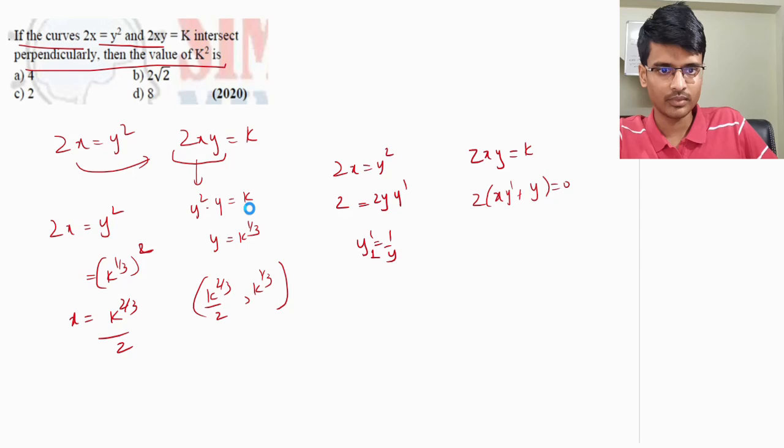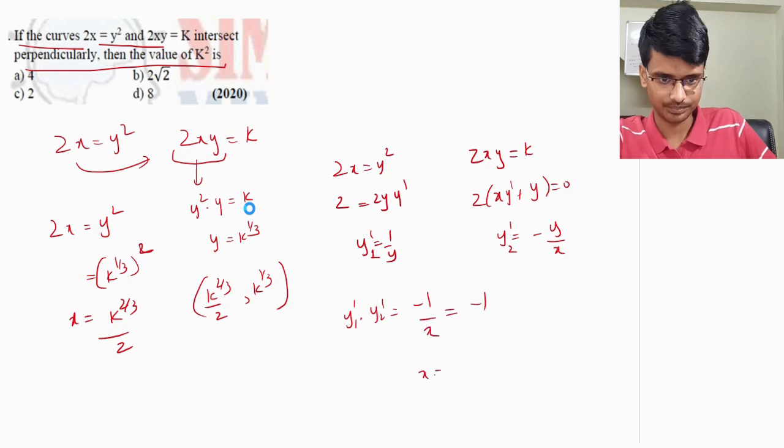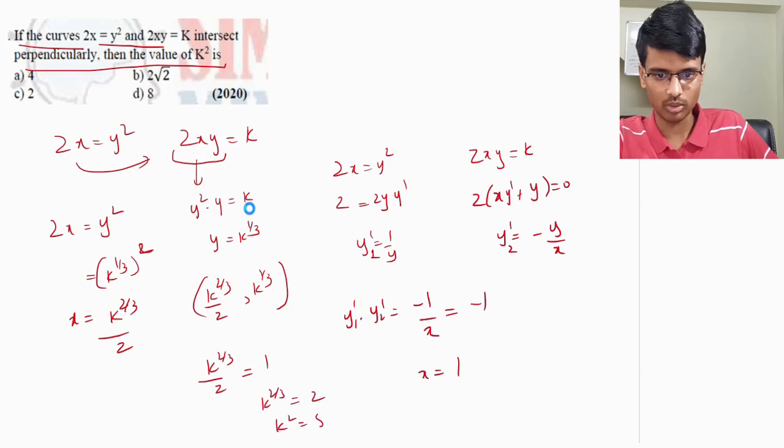y dash equal to minus of y by x, right? The product is minus 1. y1 dash times y2 dash equal to minus 1 by x. This is equal to minus 1. So my x is equal to 1. That means k^(2/3) by 2 is equal to 1. So k^(2/3) equal to 2. On cubing both the sides, I get k square equal to 8.